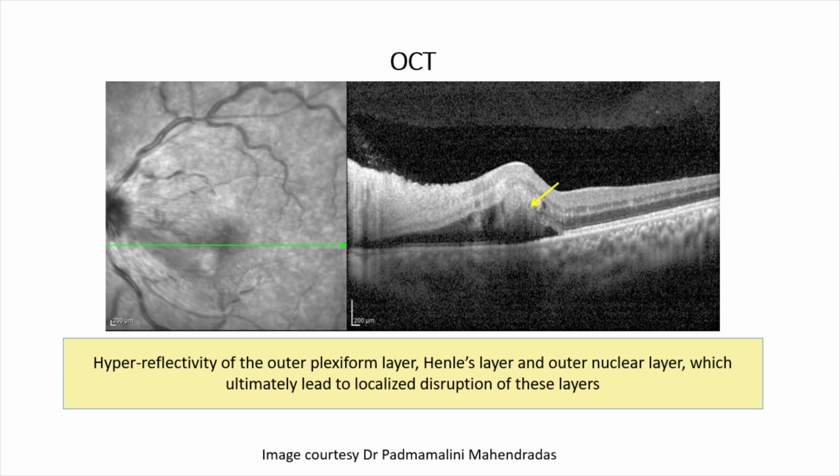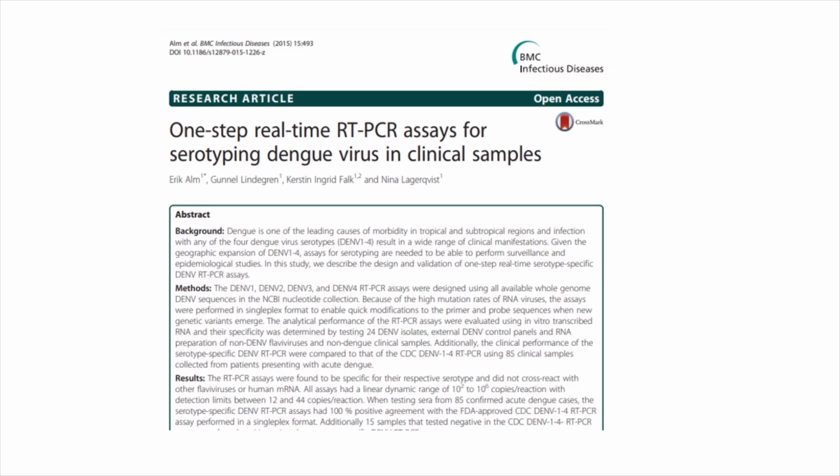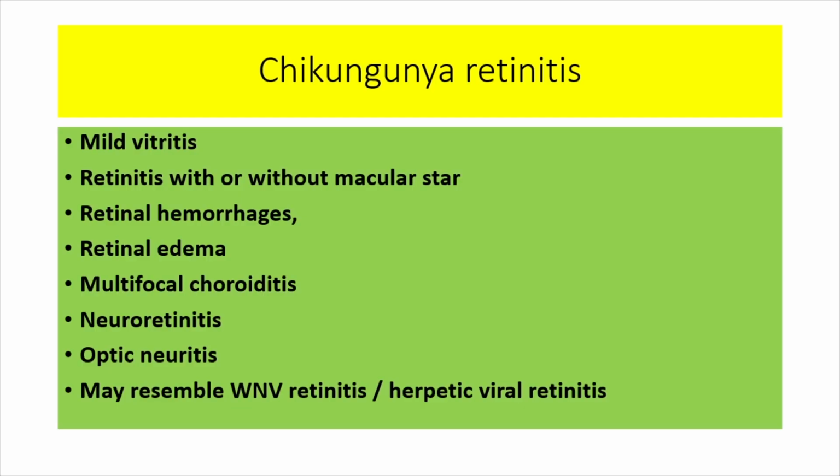Optical coherence tomography showed hyperreflectivity in the outer plexiform layer, Henle's layer, and outer nuclear layer, with ultimately localized disruption of these layers. And the dengue IgG was positive in this case. Post-treatment optical coherence tomography showed resolution of dengue foveolitis lesion. One-step real-time RT-PCR assay can be done to serotype dengue virus with clinical samples.